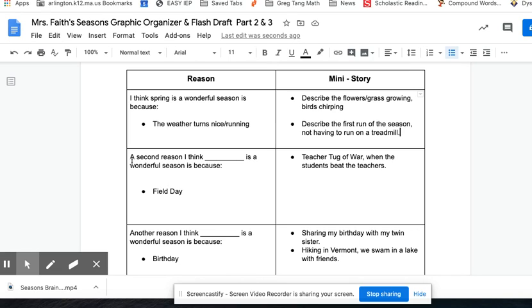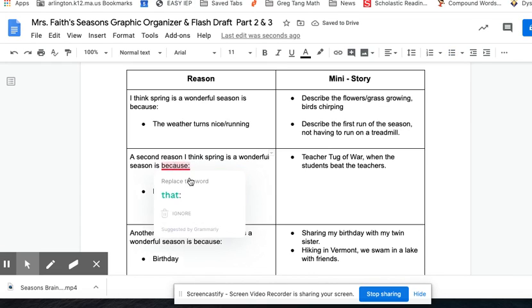All right, my second reason, again, I have a sentence starter. The second reason I think spring is a wonderful season is because, change that to that, field day. So I love field day. So my mini story is going to be, I remember when I was a teaching assistant almost 10 years ago, I had the best field day when we were at Hardy School. Thompson was being rebuilt because we had a teacher tug of war and the students beat us.